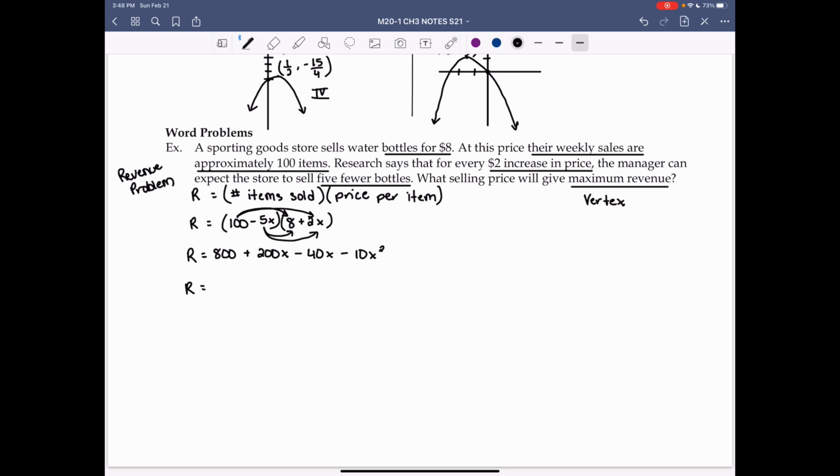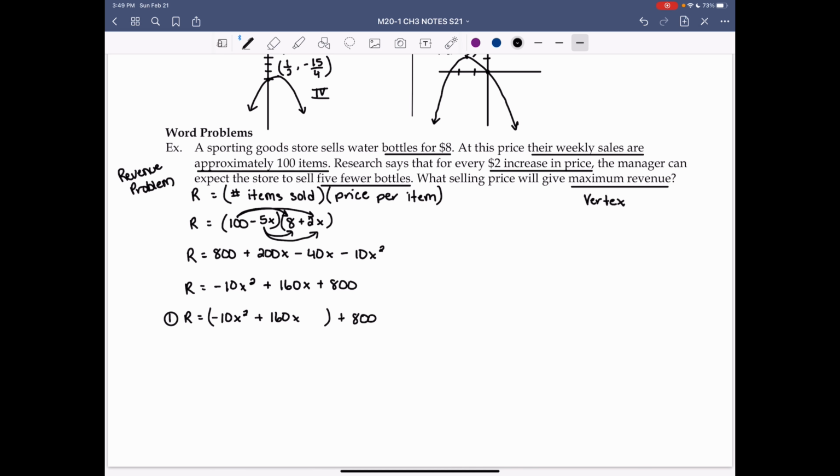Let's write the x squared term first. So negative 10x squared. Then we have 200x minus 40, which is plus 160x. And then plus 800. Now it's in general form, and we can complete the square. So step 1, let's group the first two terms together, negative 10x squared plus 160x, leave a space, close the bracket, plus 800 outside the bracket.